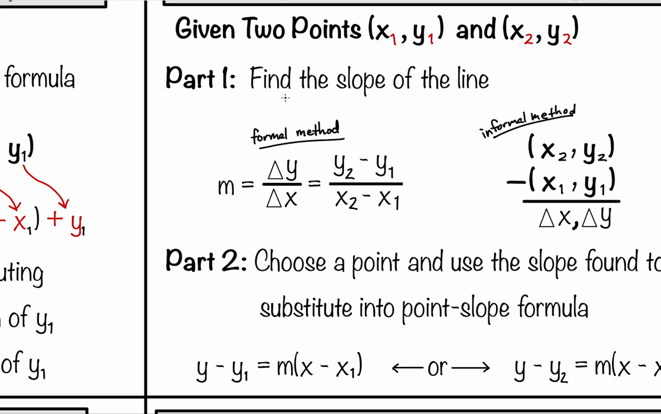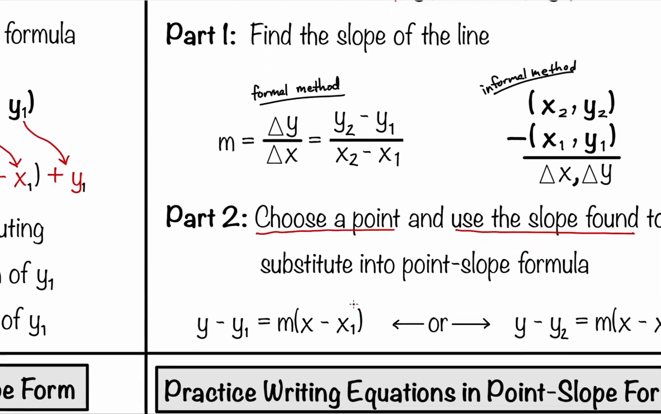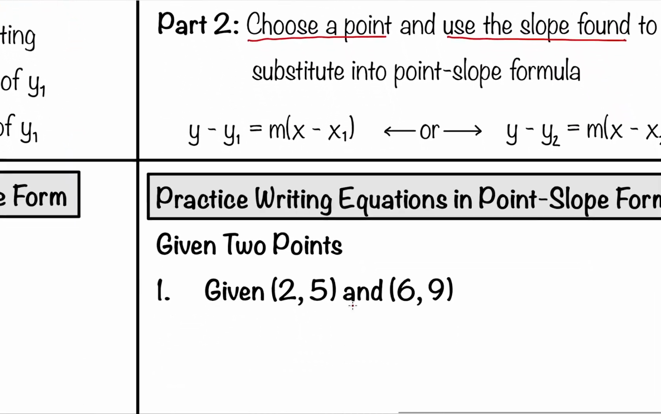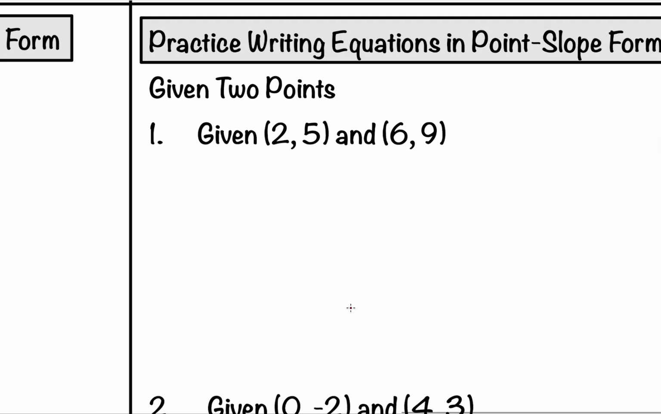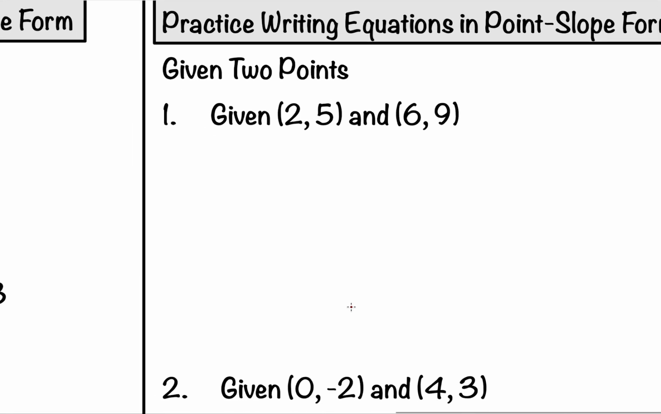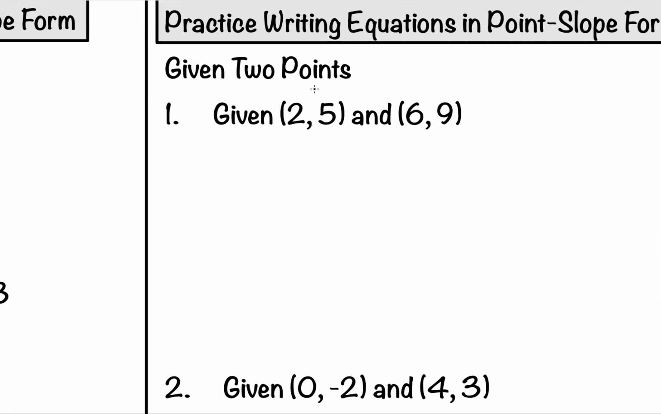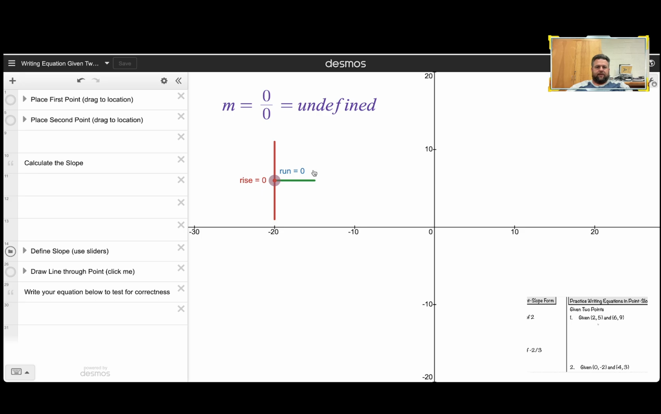And then once you figure out what the slope is, you're going to choose a point and use the slope that you found to substitute into the point-slope formula. Okay, so what does that mean? Well, let's say we have these 2 points here. So we've been given 2 points, (2, 5) and (6, 9). What we're going to do is plug this into Desmos so I can show you what that would look like.